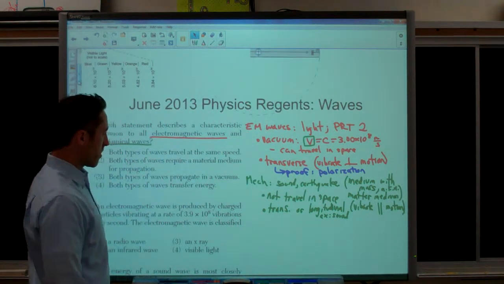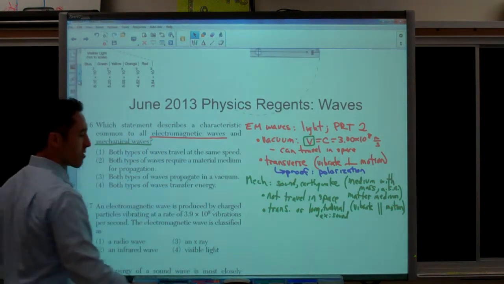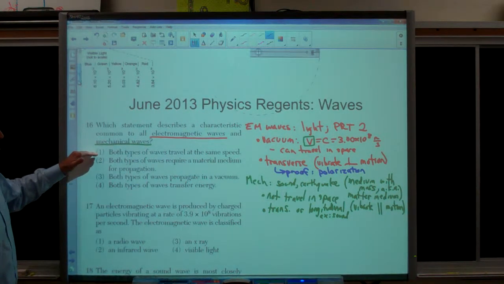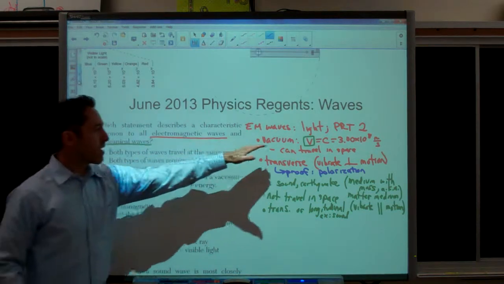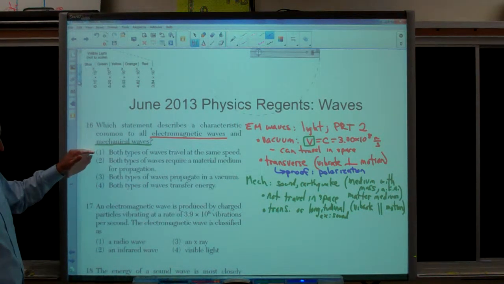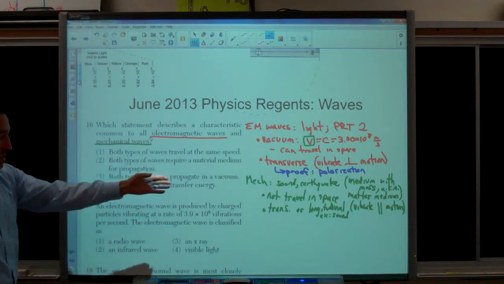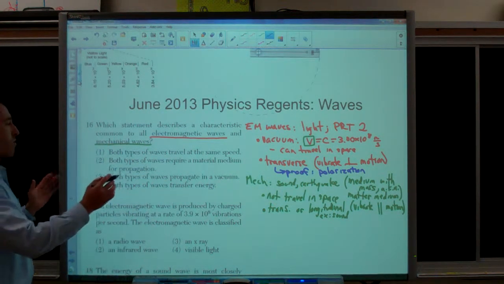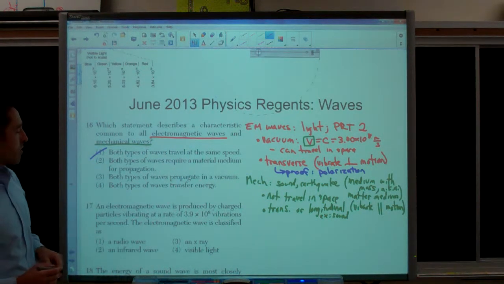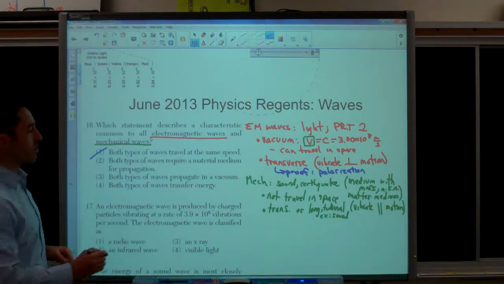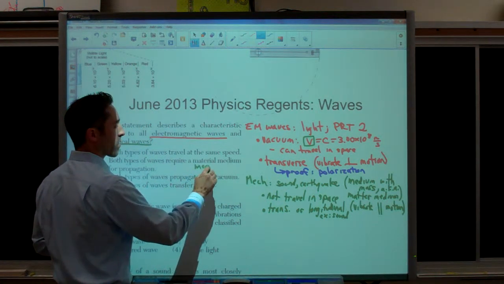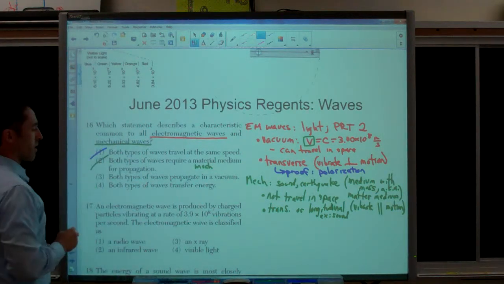Alright, so that's a quick thought process just based on these two. Now let's see where this goes. Both types of waves travel at the same speed. Well, light is at this speed, 3 times 10 to the 8th, or some adjustment of that. Mechanical waves can be the speed of sound, they can be earthquake, they can travel plenty of different speeds. Both require a material medium. Well, they both require a medium, but not material. Material is for mechanical only. So that's not the right answer.